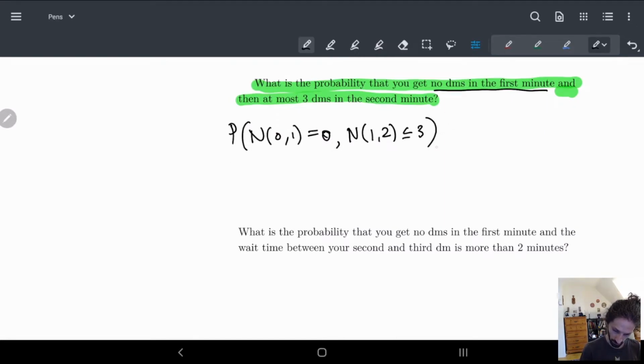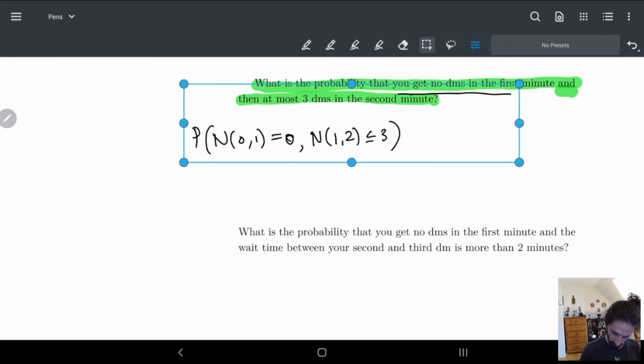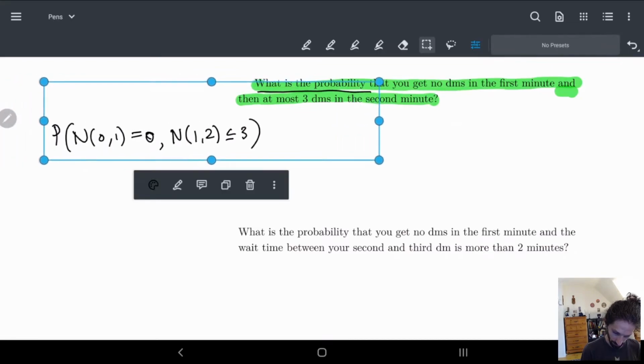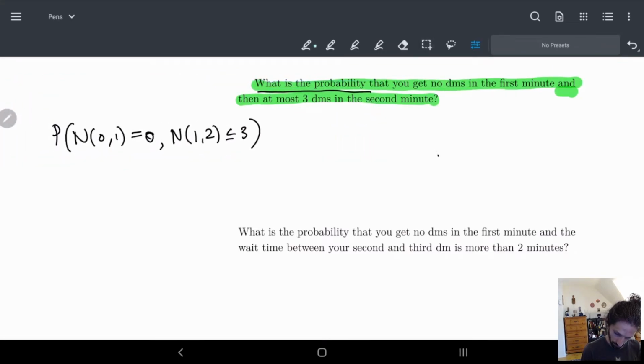So let me actually move this. It's going to bring the line. Damn you. Can I just remove the line? Oh, bananas. Oh well, close enough. And then at most 3 DMs in the thing. And then we'll highlight this again, and hopefully that'll be okay.